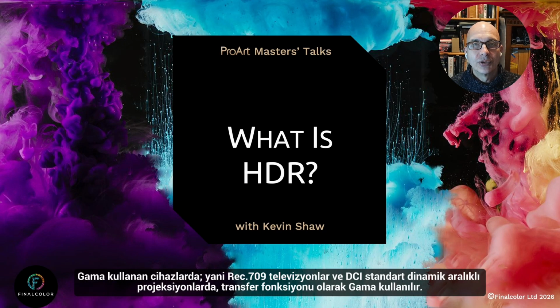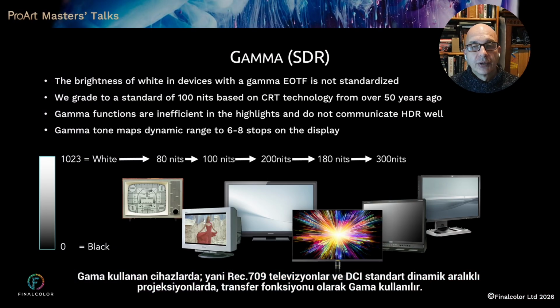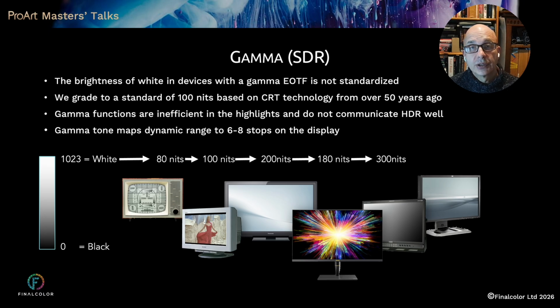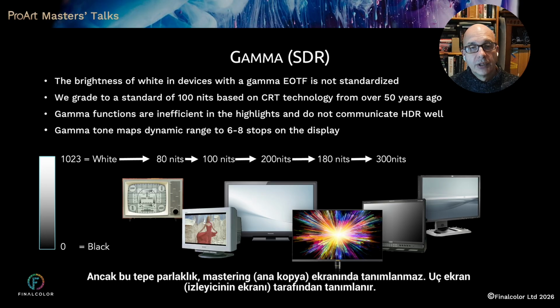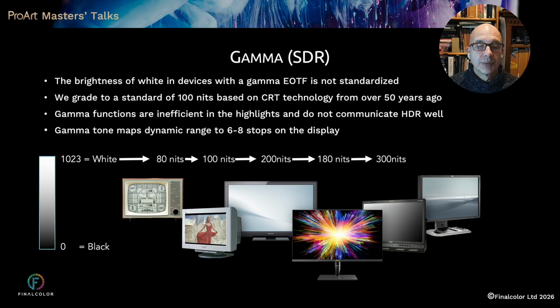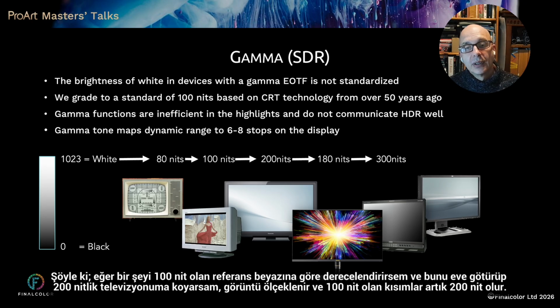Hi, I'm Kevin Shaw. On devices that use gamma, so that's 709 televisions and DCI standard dynamic range projection, they all use gamma as their transfer function. And with those devices, we color correct or color grade an image to a peak brightness. But that peak brightness is not defined in the mastering display. It's defined by the end display.